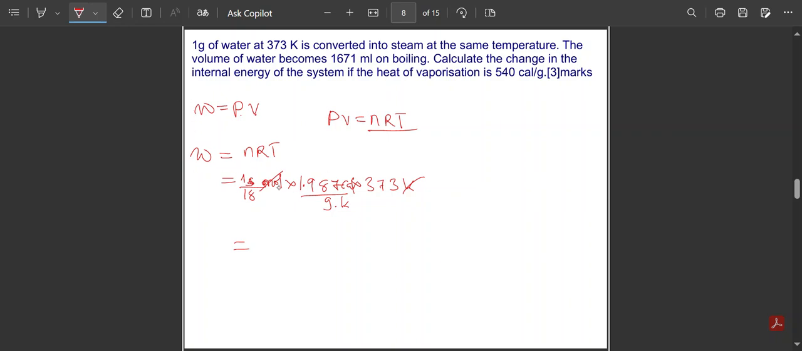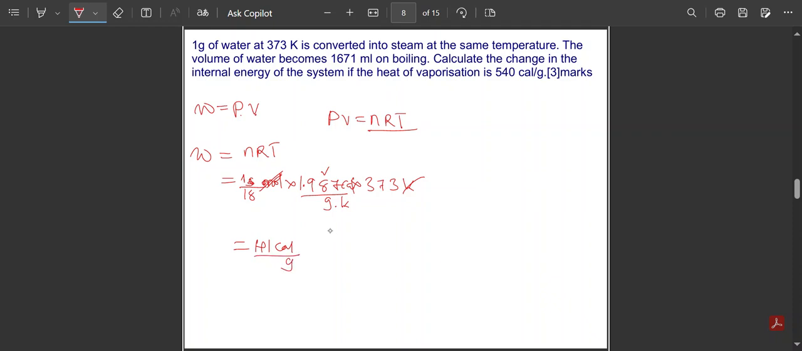The mole will go, and also the grams that we have will cancel. So we'll use this calorie value. When you punch that, it is going to give us 41 calories. It is 1 gram, so this is per gram.